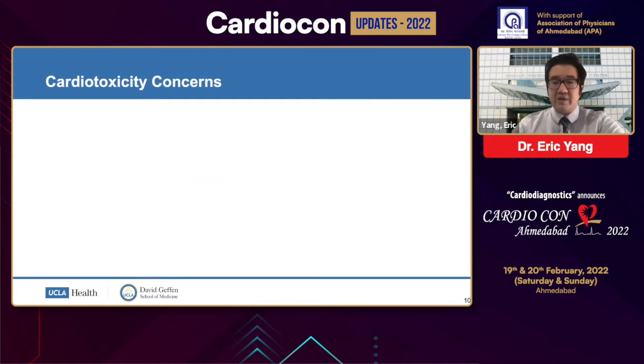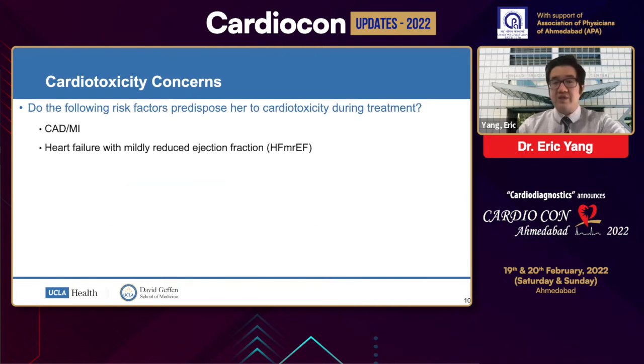And this case probably fits the milieu of many of your patients without the cancer. But now there's an additional element of potentially a patient that may have a survivable malignancy, but then her oncologists may potentially hesitate or be reluctant to continue some of these traditional treatments because of her pre-existing cardiovascular history. And then the big questions that come up to both sides of the cancer and cardiology team members of her care might include, which of the following risk factors predispose her to cardiotoxicity during treatment: her coronary disease and prior history of myocardial infarction, and the fact that she does have evidence of diastolic dysfunction and elevated filling pressures with her BNP levels, and heart failure with mildly reduced ejection fraction.